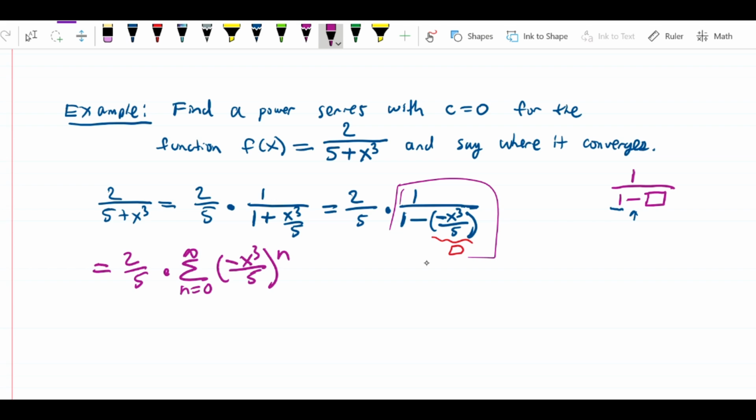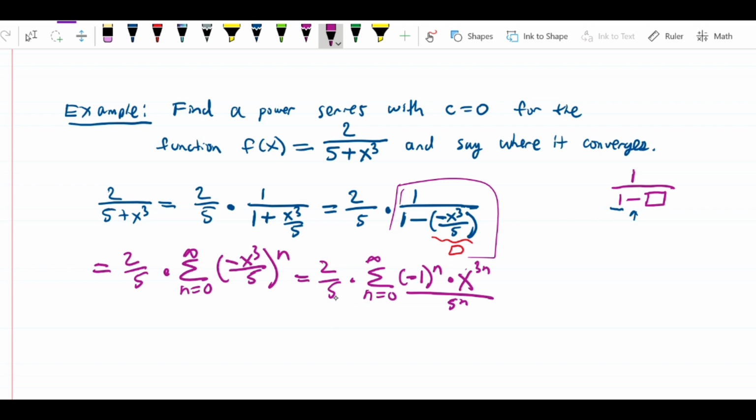Once I've got it in the correct form, I can simply apply the formula. I do want to simplify this a little bit. So this is going to be 2/5 times the sum from n equals 0 to infinity of, I've got a negative sign raised to an n, so that's going to be negative 1 to the n, and x cubed to the n is like x to the 3n, and then over that I've got 5 to the n.